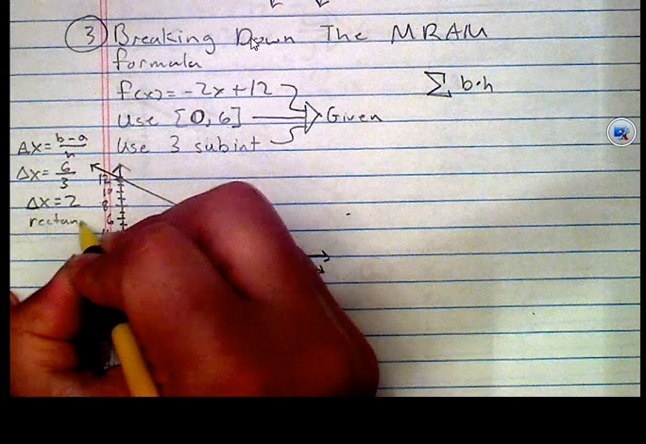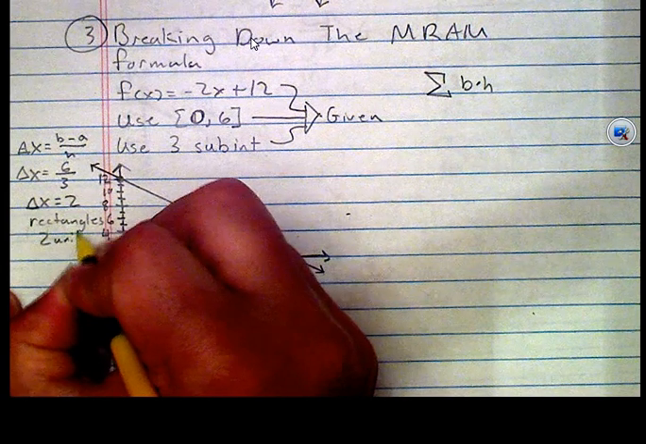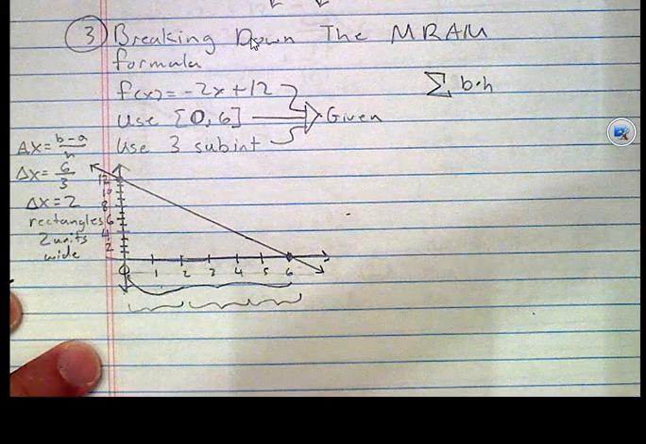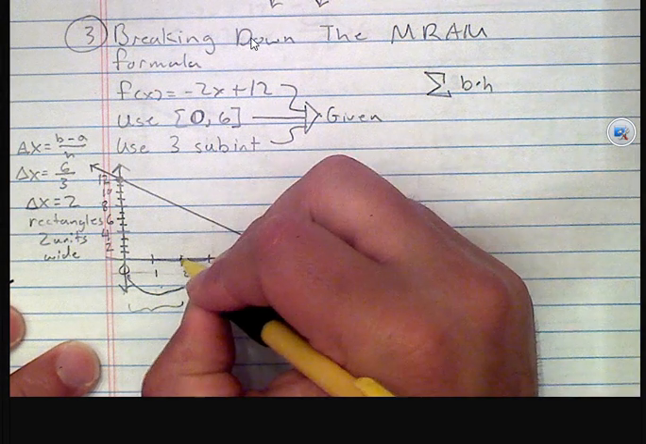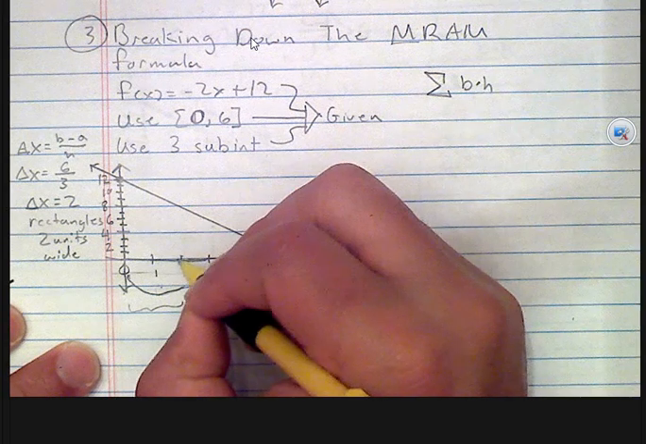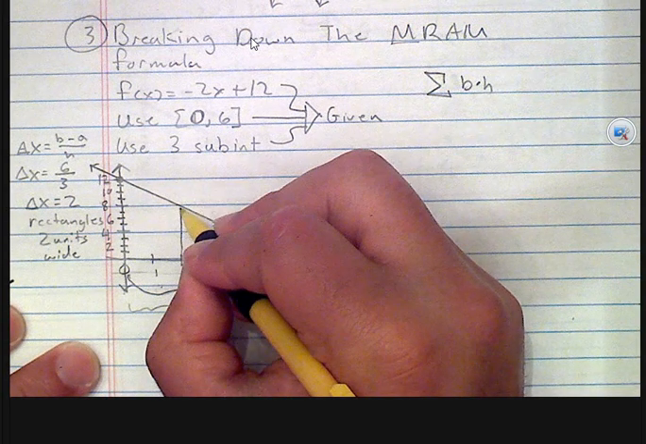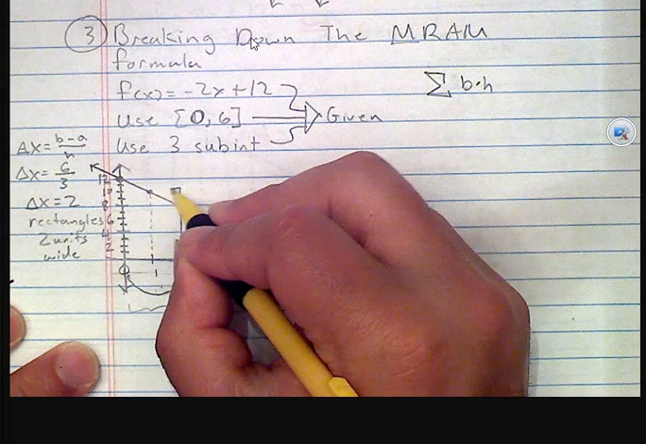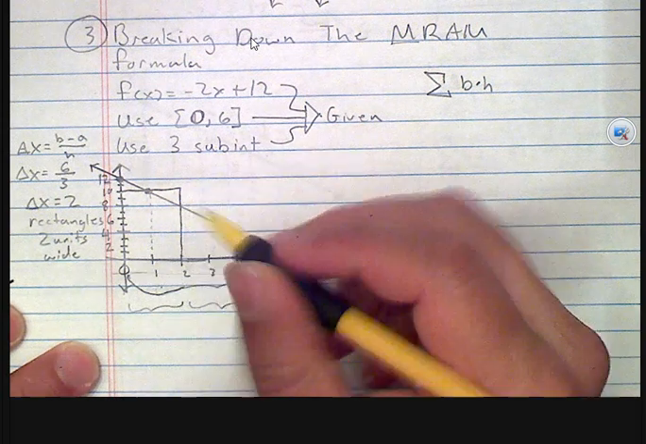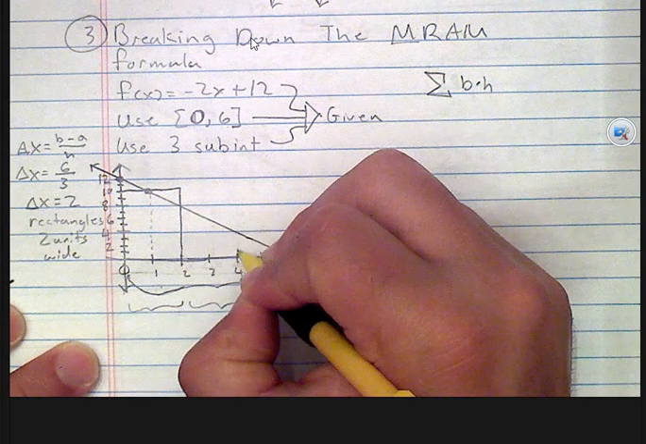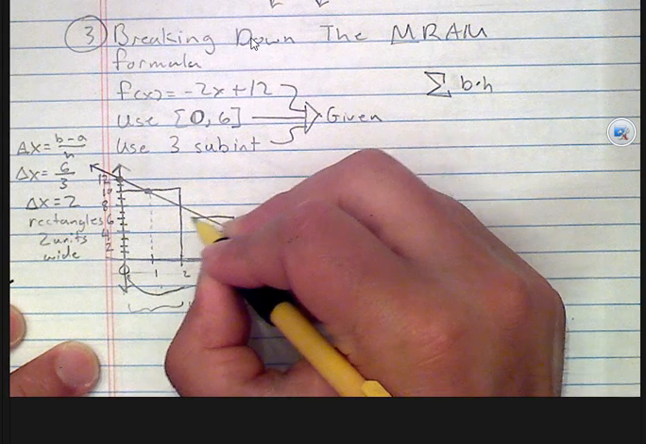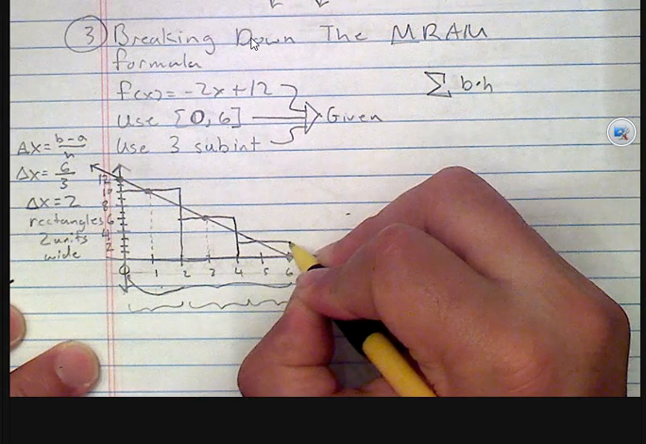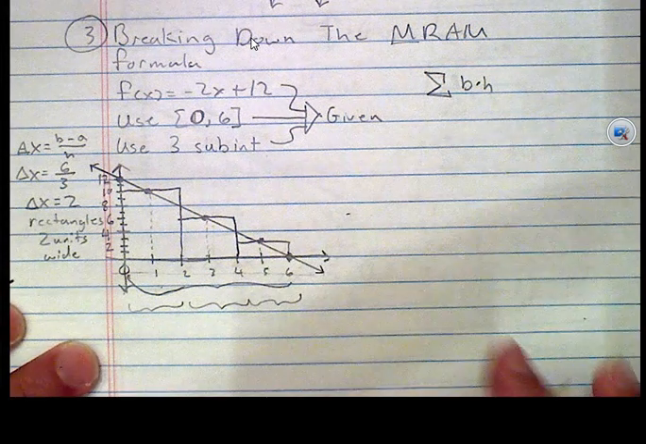Rectangles 2 units wide. Alright, so each of these is 2 units wide, and it's an MRAM, so that's for midpoint. So now the y value in question here is going to be at the midpoint. So here, trying to get this right as best as possible. So let's go ahead, we know this is 2.